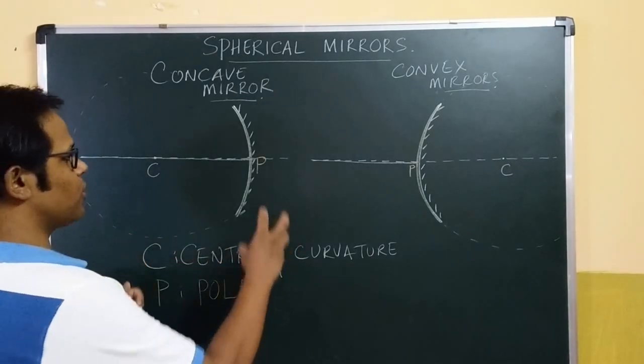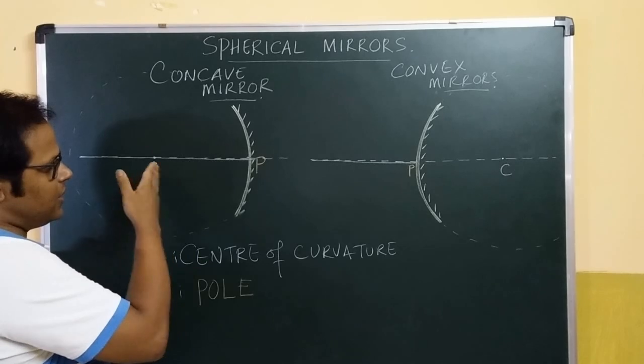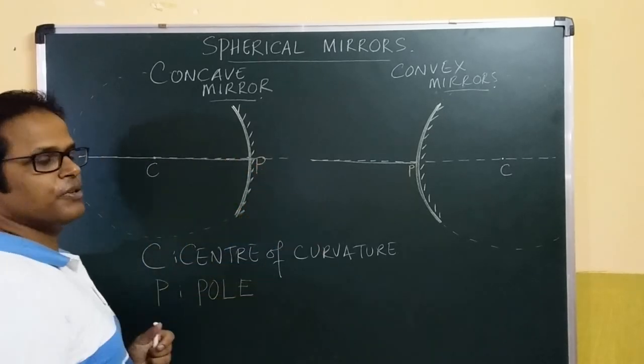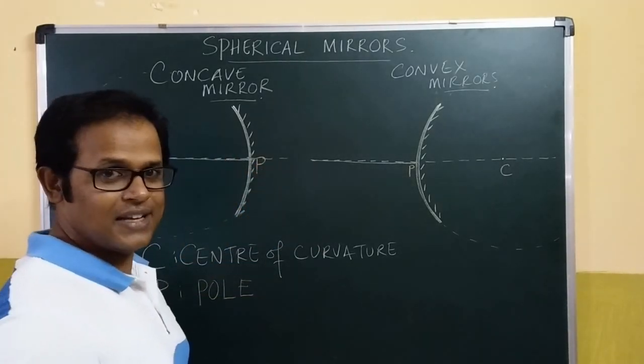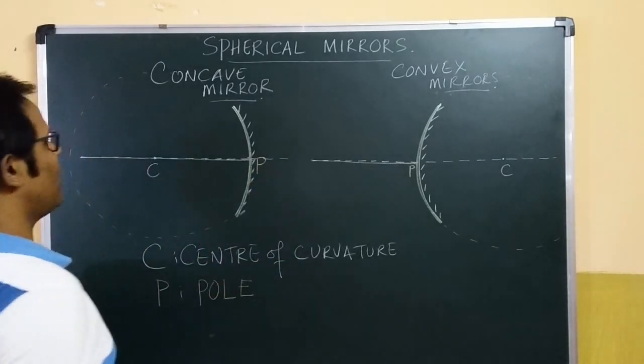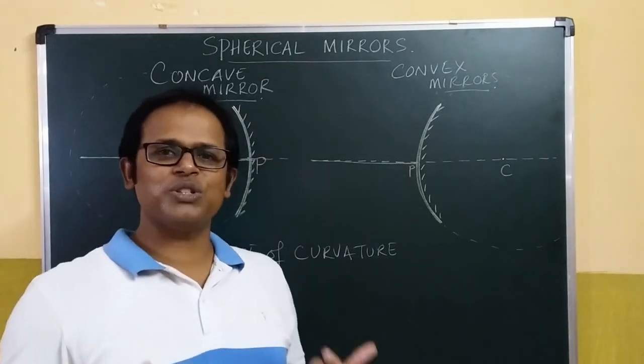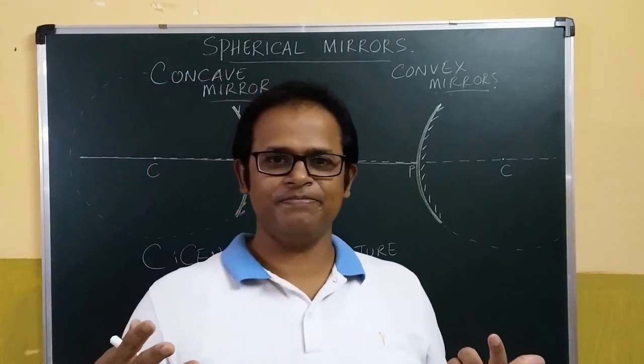So we got these terms called pole and the center of curvature. A line joining the center of curvature and pole is called the principal axis. Is that clear? Give me a thumbs up. Right. Now let me talk about a very, very important term about the mirror.